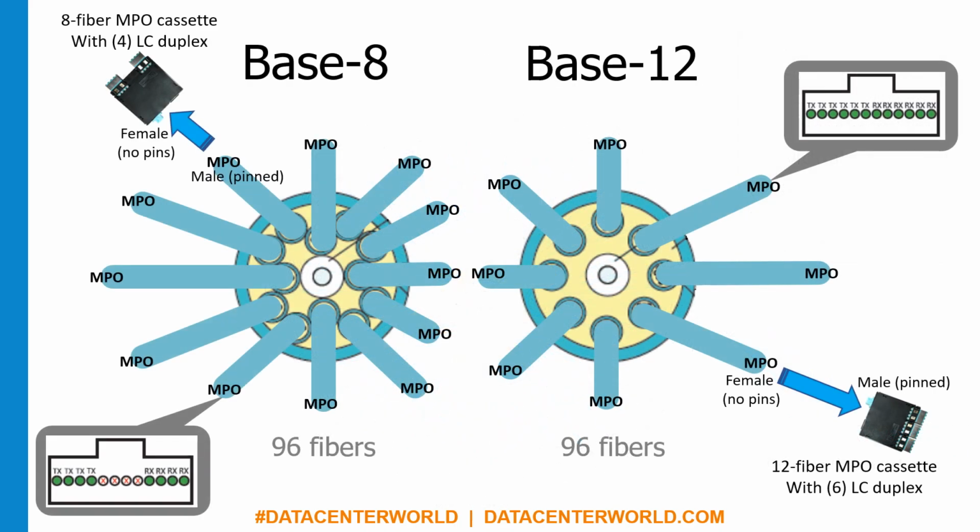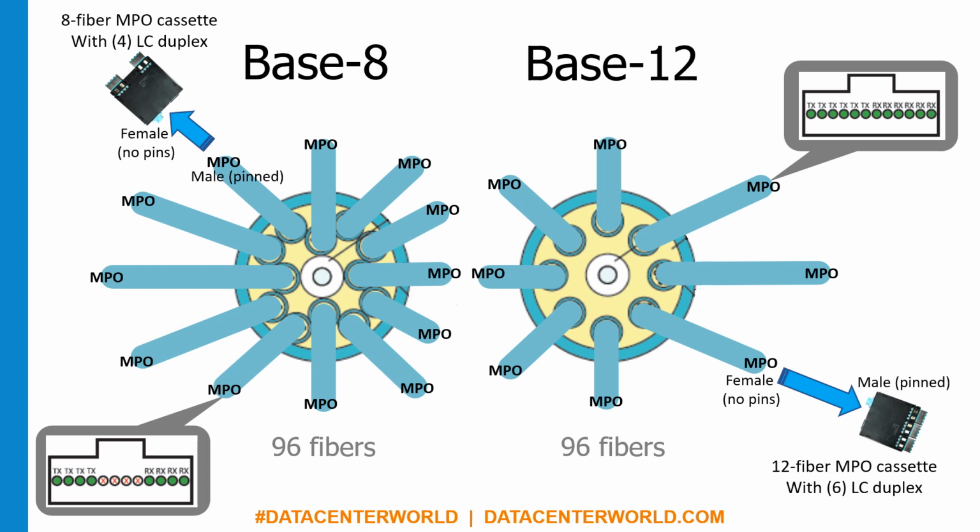With both base 8 and base 12 trunk construction, legacy LC duplex or base 2 connections can easily be supported through the use of patch panels or MPO cassettes. In the base 8 world, this means there would be 4 LC duplexes supported for each MPO leg. And in the base 12 world, each MPO leg can support 6 LC duplexes.